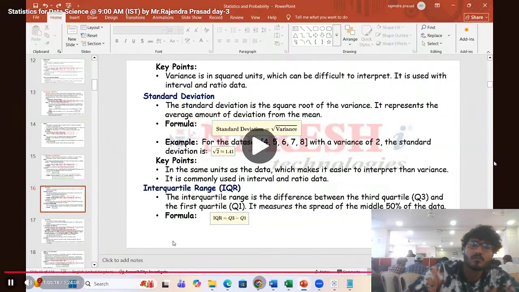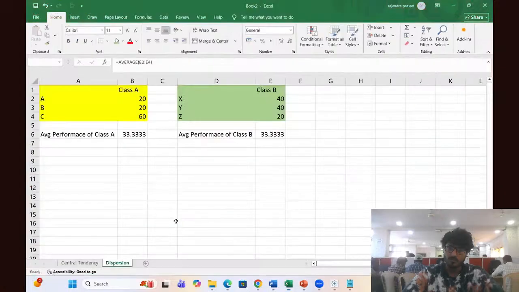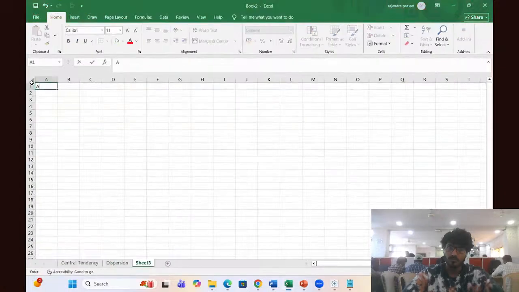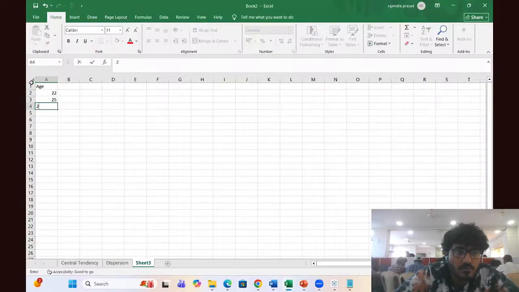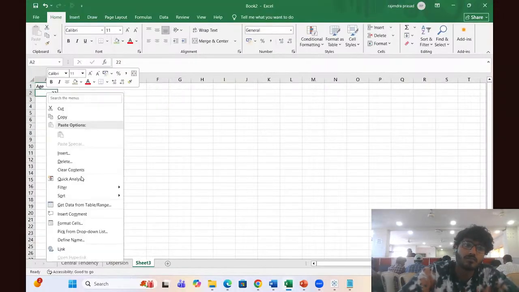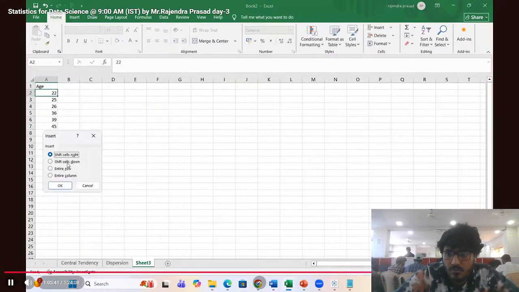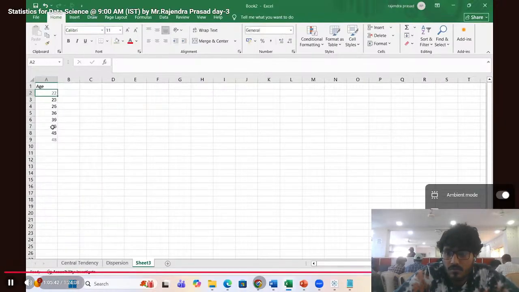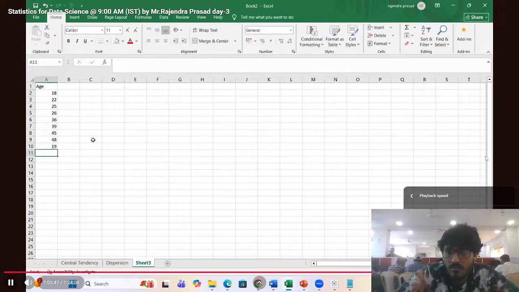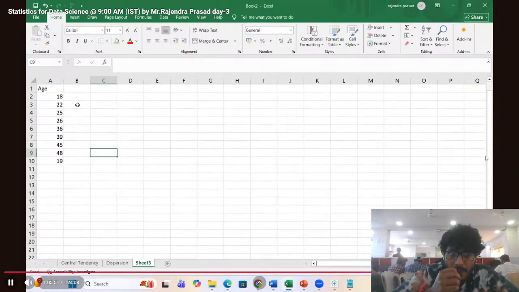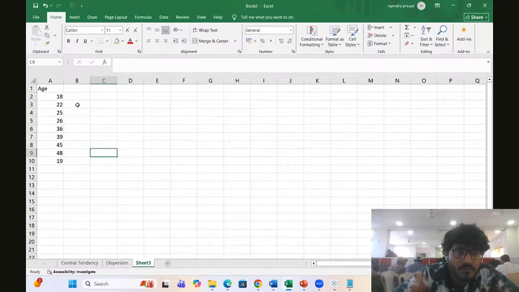Capping. See, for example, let's say I have the ages of customers. Let's say ages 22, 25, 26, 36, 39, 45, 48. And okay, one second, there is one more person with age 18, and there is a person aged 19. So this is the data that I got. Just assume I calculated the interquartile range. Then I calculated Q3 and Q1. By using that, I find the lower bound and upper bound. Let's say my upper bound is 39, lower bound is 19.